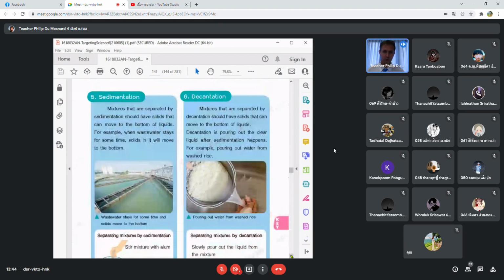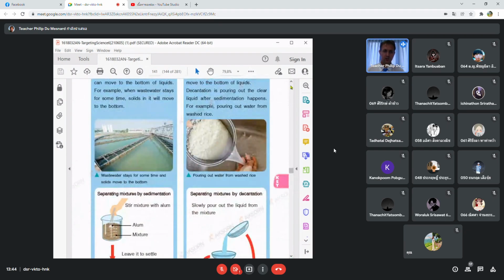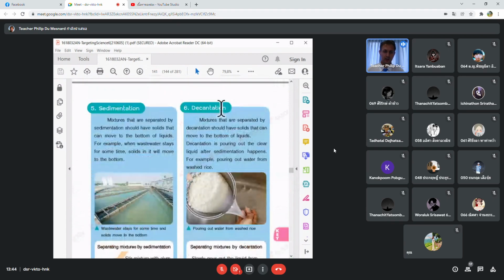Okay, let's go to the next page. This is also important. So we have sedimentation, decantation. Now this word decantation, decant, it just means pour. So class, do you eat cereal in the morning? What kind of breakfast do you eat? Some of you eat cereal.